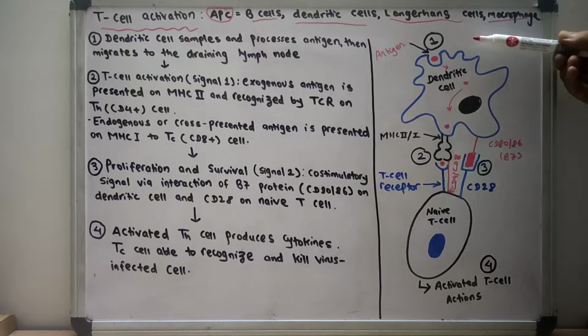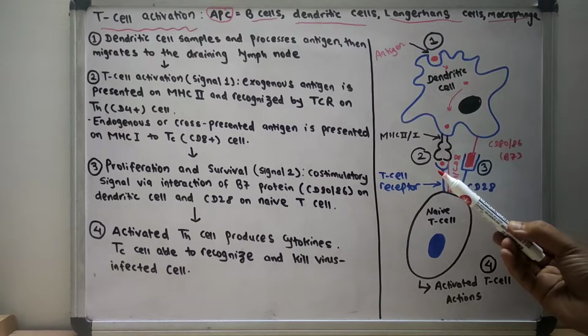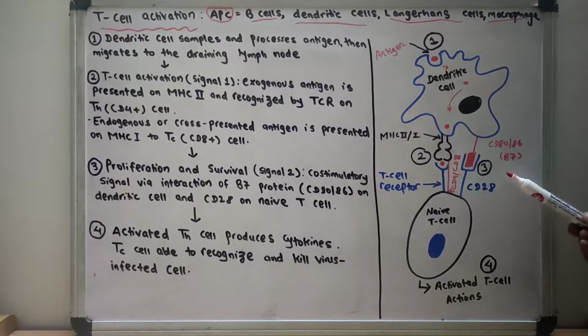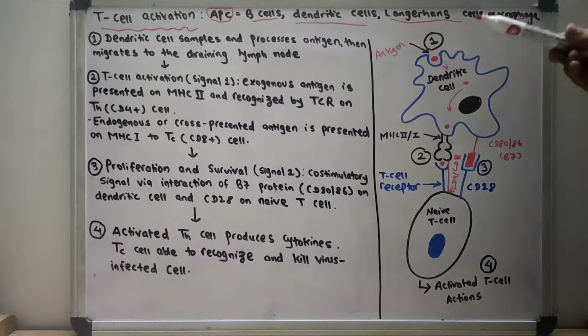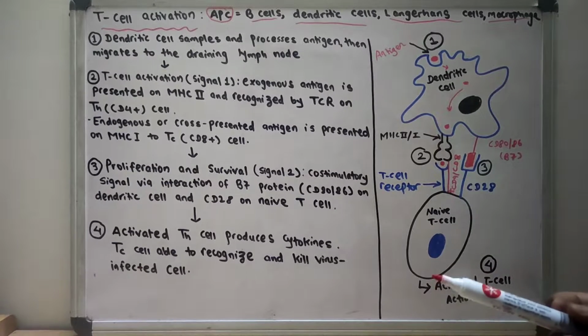In step 1 there is antigen processing, in step 2 there is signal 1, that is T cell activation, in step 3 there is proliferation and survival, and in step 4 there is activation of the naive T cell. So I am going to explain each and every step of how T cell activation occurs.